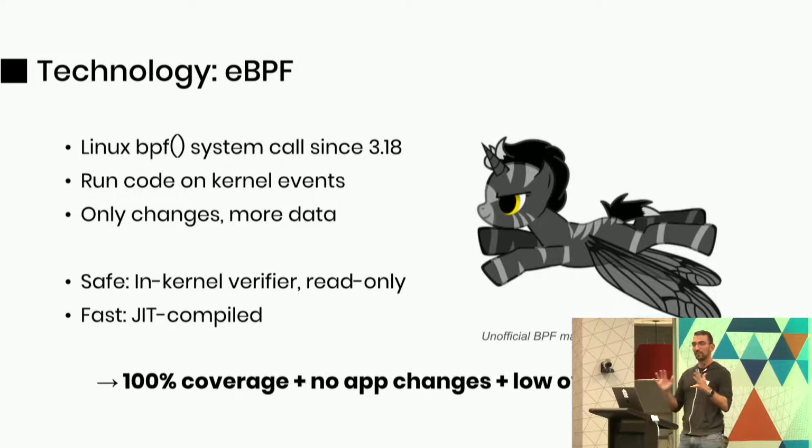So overall, you can get 100% coverage of all the communication between your applications without modifying your applications, directly from the operating system with extremely low overhead. So this is a big win. And this is what Flowmill uses.